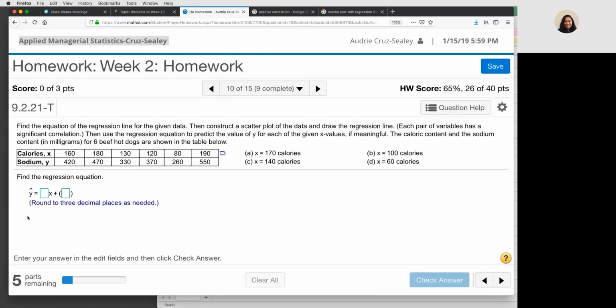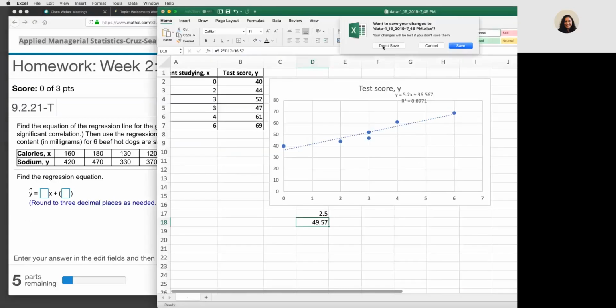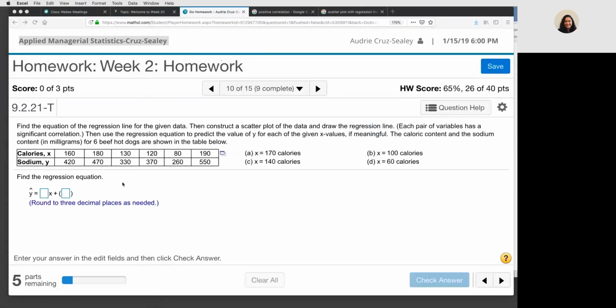Okay, well, let's just do one more because this is exactly the same thing that we just did. I just want to make sure that you're okay with the steps. So, and we'll end with this one. This will be our last one.